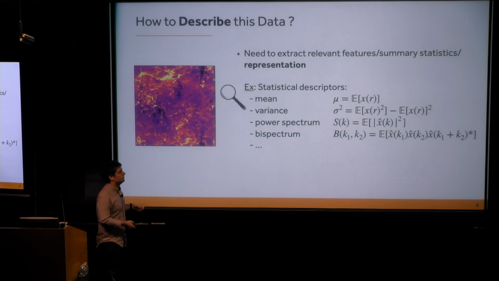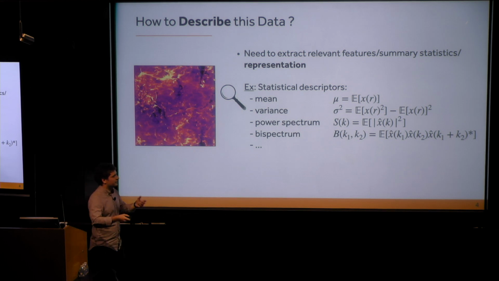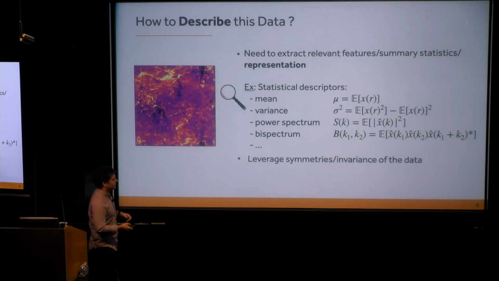You might use a power spectrum, which is a statistic very used in cosmology that tells you how much power you have at a given scale. And you may use a more complicated statistic, the bispectrum, that tells you a bit about these couplings between scales in your data. But you have to make some choices. And you usually also want to leverage the symmetries, the invariances of your data. You want to define descriptors that understand these kinds of ideas in your data.